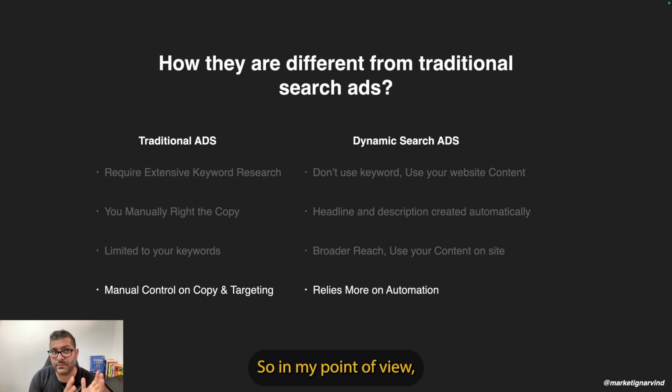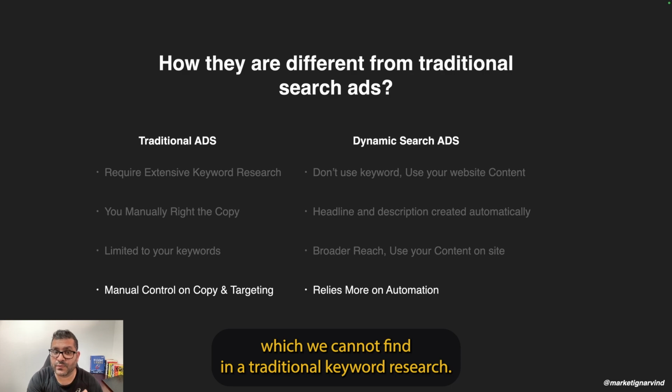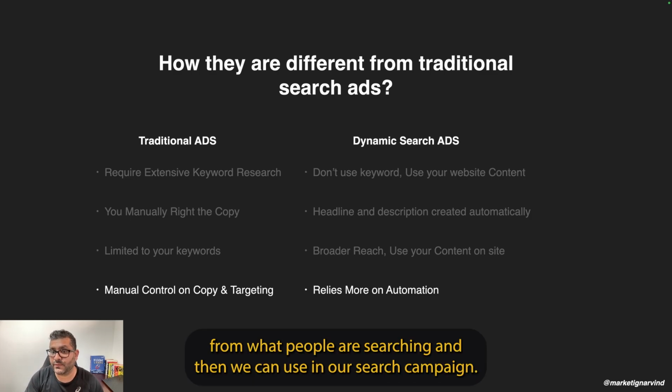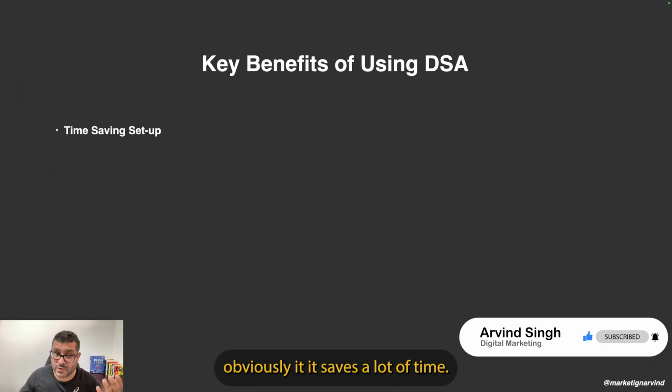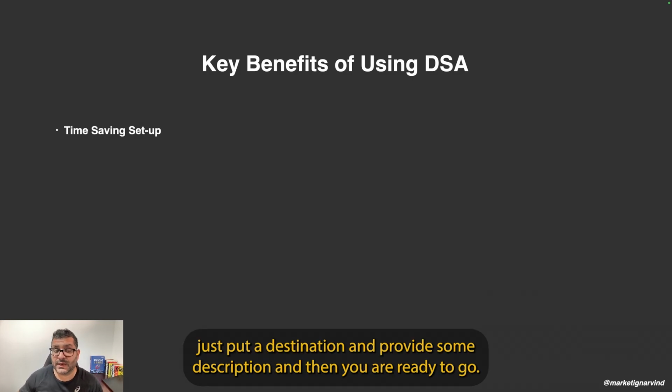In my point of view, it is a very good campaign to find untapped keywords, the keywords which we cannot find in traditional keyword research. If we are using a dynamic search ad, we can get data on what people are searching, and then we can use it in our search campaign. The key benefit of using a dynamic search ad, or DSA, is obviously that it saves a lot of time. You don't have to do any keyword research, just put in the destination and provide some description, and then you are ready to go.